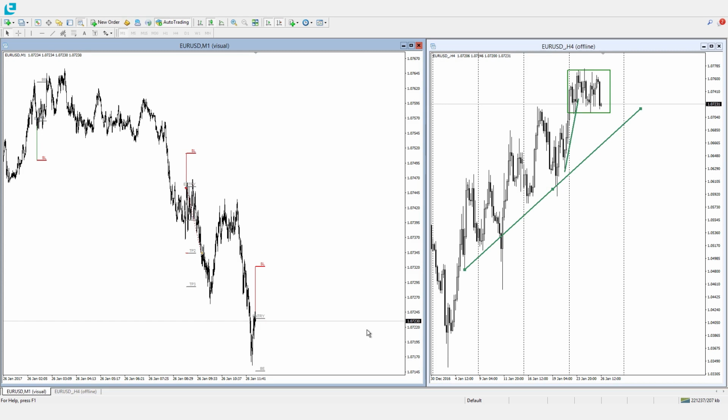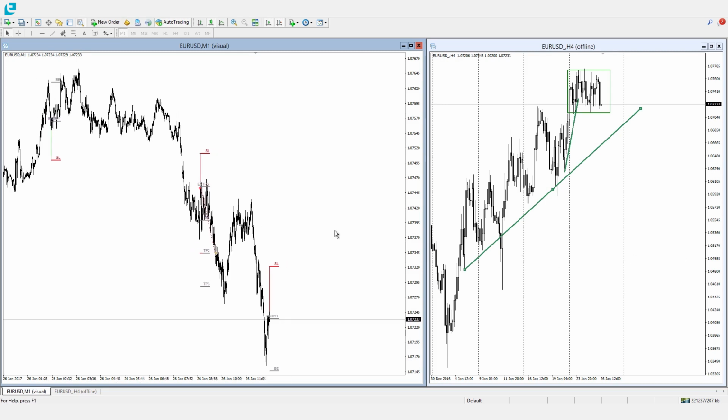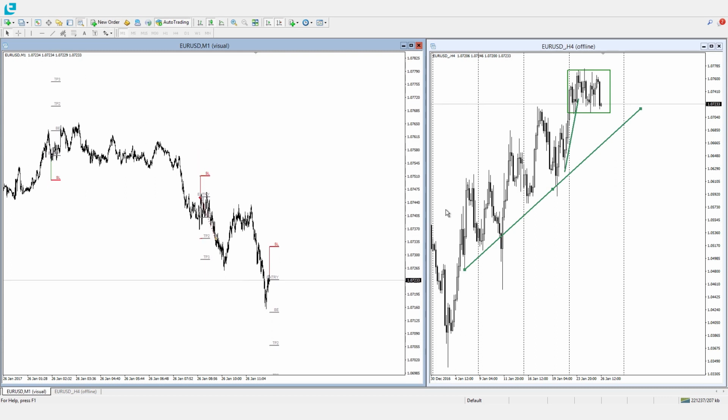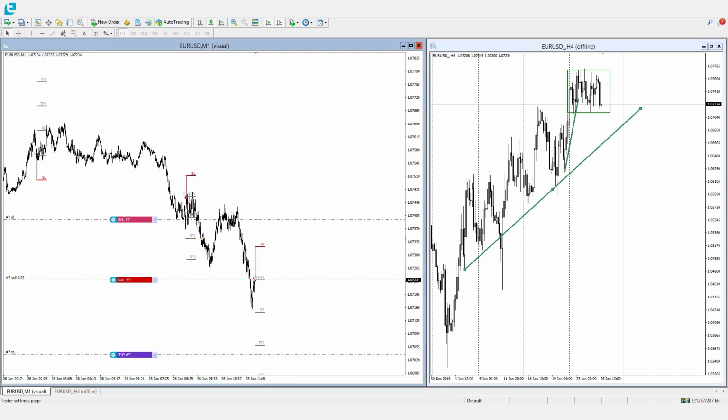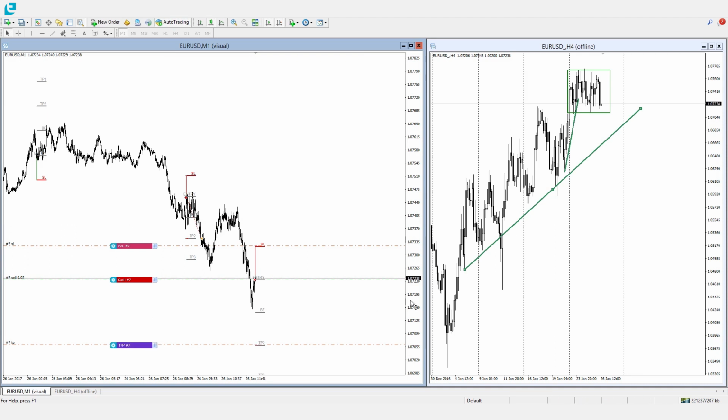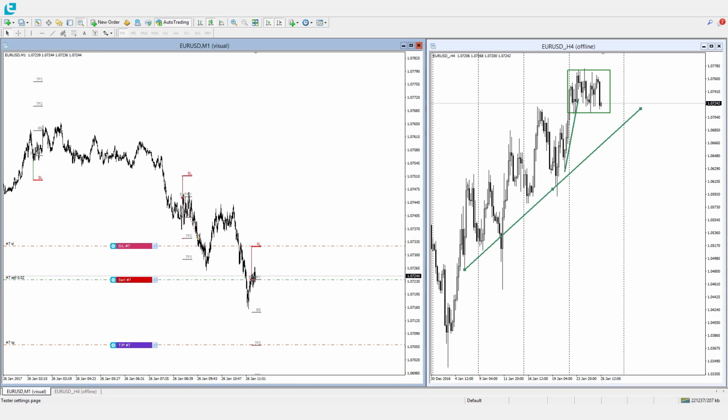Got another short entry. I'm gonna take it. Yeah, I'm not 100% sure because it's still on this support, but I'm gonna take it because we have an accumulation phase and it could go down to this major trend line. Here's the accumulation and this impulse move. Let's go for TP2 again. TP1 hit.